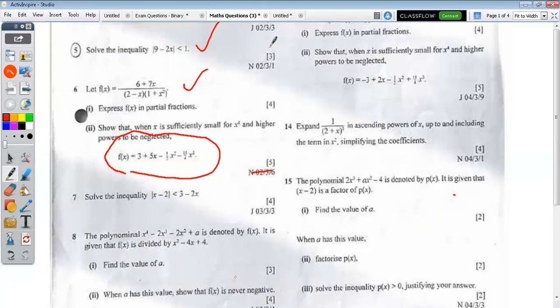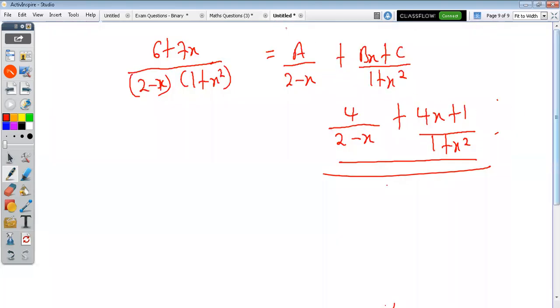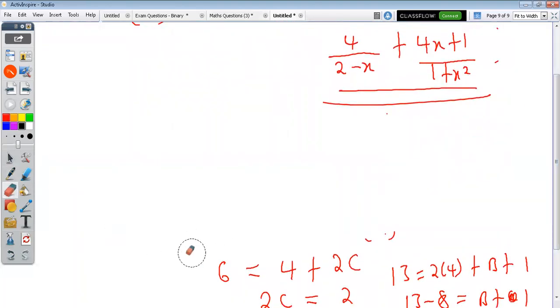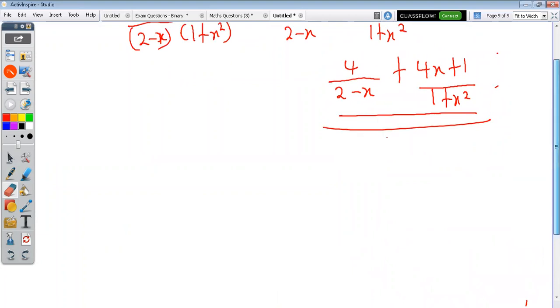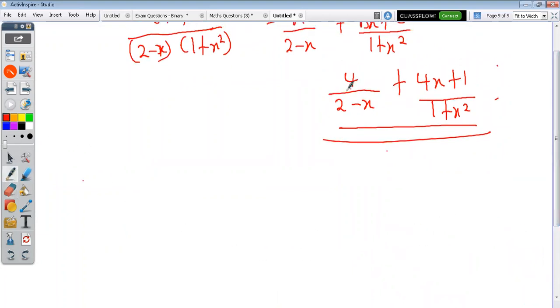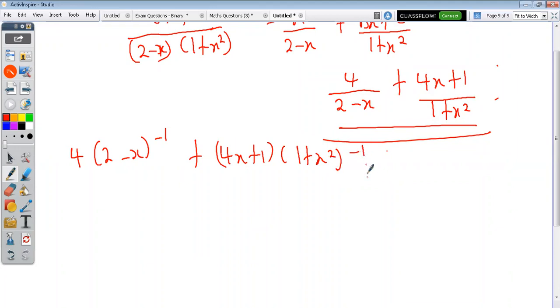So that's where it becomes, it's not difficult, just like we do with your integration translation. So now, this here, mathematically should be good in knowing that this is as good as 4 brackets 2 minus x to the power of negative 1. Do you agree? Yes, sir. The same. Plus 4x plus 1 multiplied by 1 plus x squared to the power of negative what? 1.